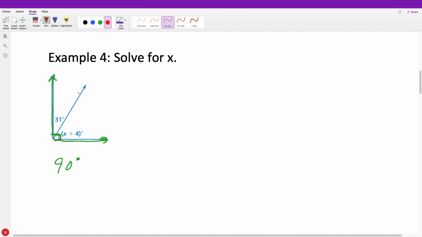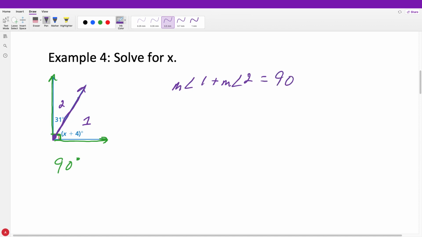All right, so now what we're looking for is, we see that these two angles, I'm going to label this angle 1, and this angle 2, share a vertex and they share a side. So when they share a vertex and a side, that means that they are adjacent to each other. And when we have two adjacent angles that form a right angle, then I can say that the measure of angle 1 plus the measure of angle 2 is equal to 90 degrees.